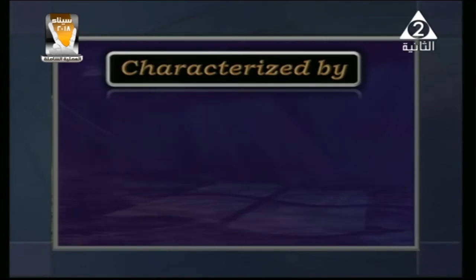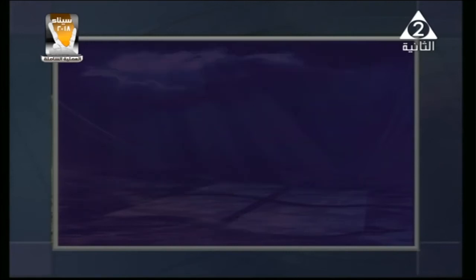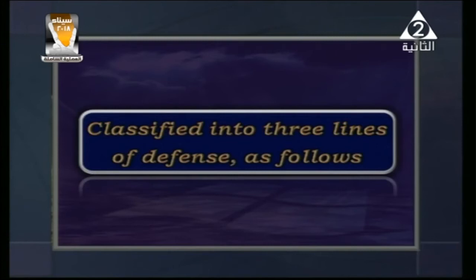Also, these mechanisms are not specific against a specific type of microbes or antigens. I mean, there is no specificity, like one group of viruses they can invade and another group they cannot. No, it has a wide range of ability for invading, killing, and engulfing the antigens or the pathogens. It is non-specific for microbes or antigens. And we can classify it into 3 lines of defense.